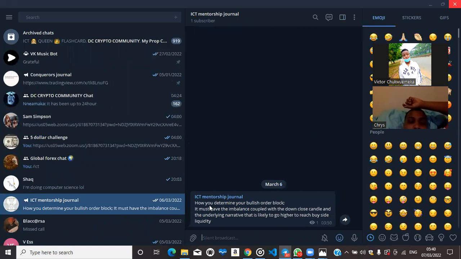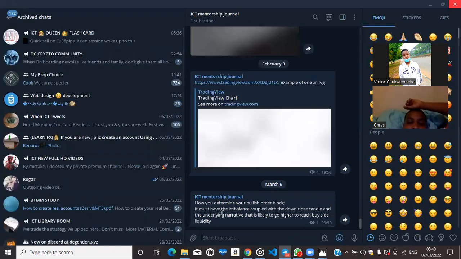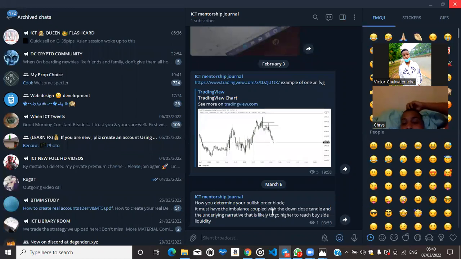Yeah, I see that. Can you see how you determine your bullish order block? It must have the imbalance occupied with the down close candle and underlying narrative.